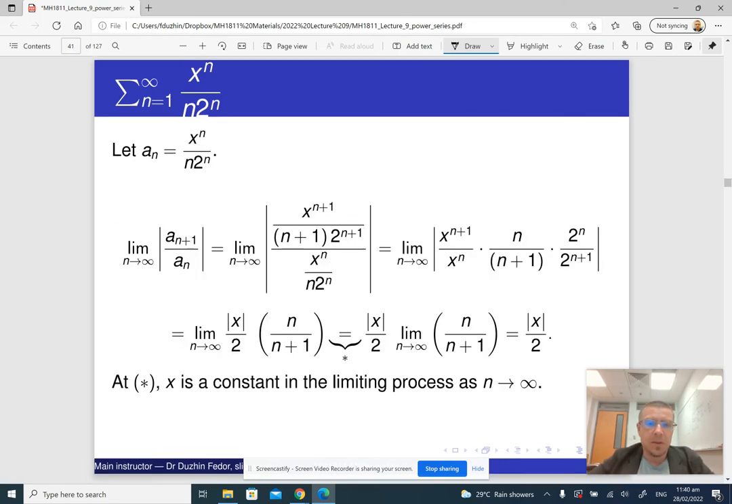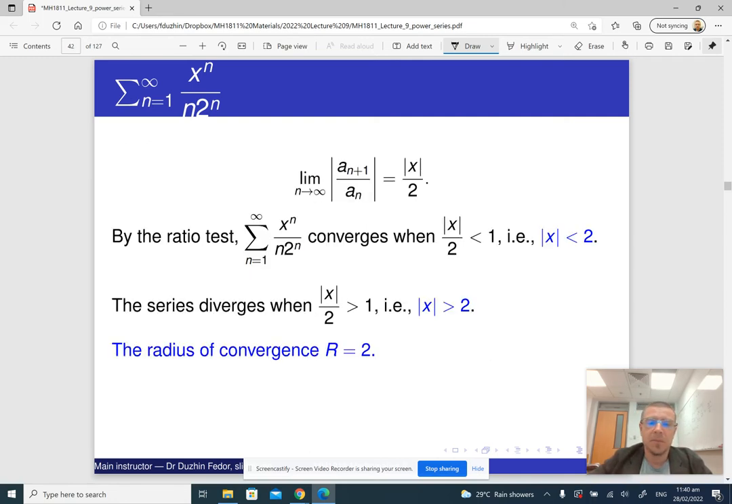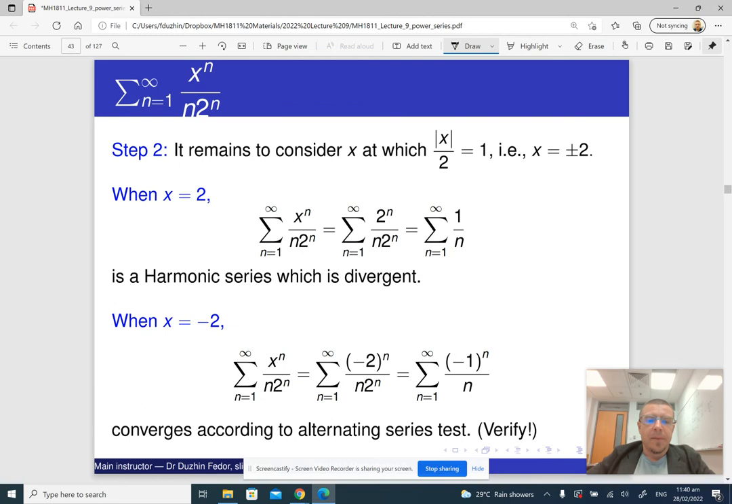All right, so here is another method that uses the ratio test rather than the root test. It's up to you which of the two you use here. Both can be applied.